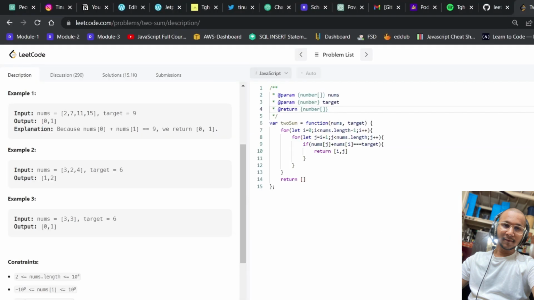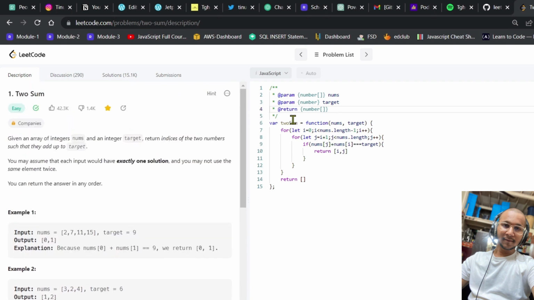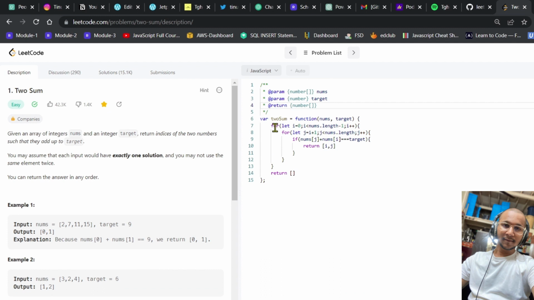So let's start. To solve this problem, we are going to make a variable twoSum and run a function with the parameters nums and target. Nums will be the array given to us, and to achieve the target we are going to solve the problem with two for loops. The first for loop will run with the i-th index, and the second for loop will be the j-th index, that is i plus 1.